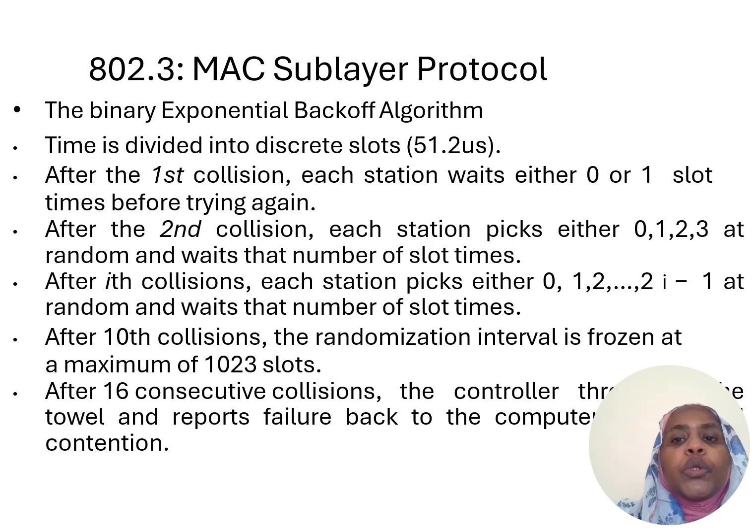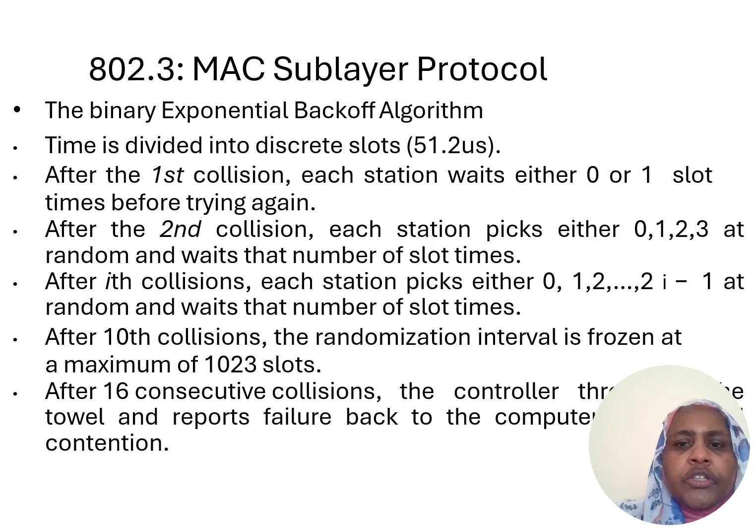The MaxSupplier protocol is very simple. The time is divided into slots. The slot is 51.2 microseconds. After the first collision, each station waits for either 0 or 1 slot before retransmitting. After the second collision, each station picks either 0, 1, 2, or 3 at random and waits for that number of slots of time before retransmission.